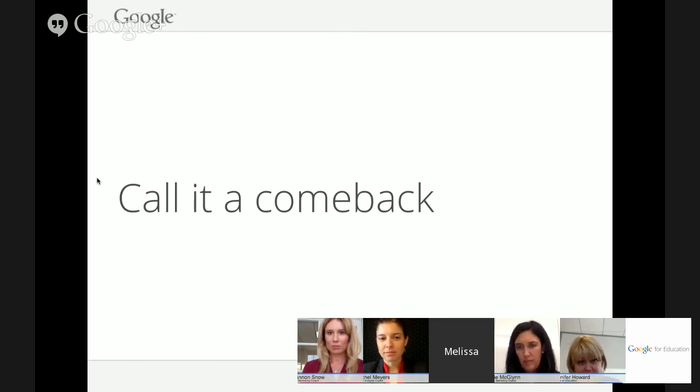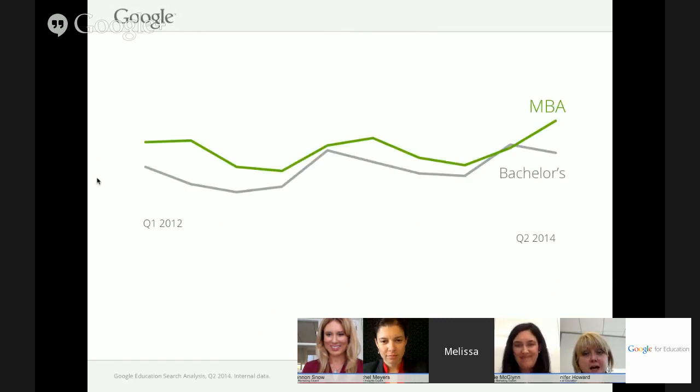So, last but not least, we are going to call it a comeback. For those of you that have been following this report for some time, you may remember that for the longest time, the MBA was by far the most popular degree type on Google.com. And last quarter, for the very first time in Q1, we saw bachelor's degrees take over a little bit, but in Q2, our good friend the MBA has come back, and it is back on top.